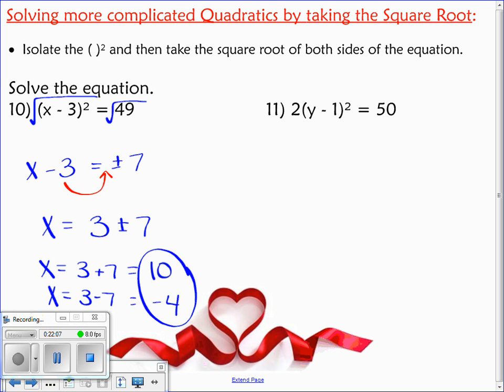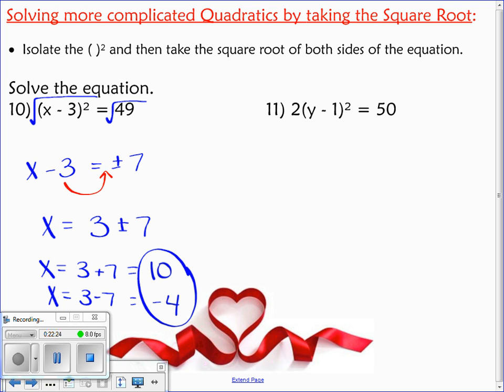Will I write this on my next problem I do for you? No. I'll just write x equals 10 and x equals negative 4. Okay, but I wanted you to see that plus minus is indicating that's 2 numbers. You have 3 plus 7, and 3 minus 7. You have 2 answers there.